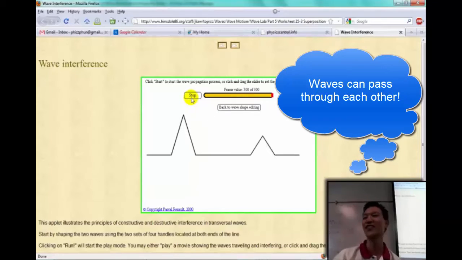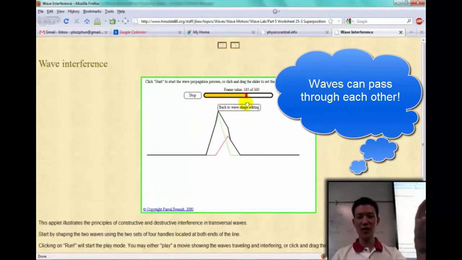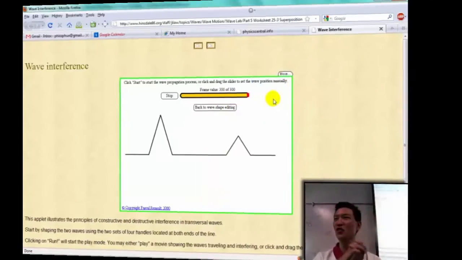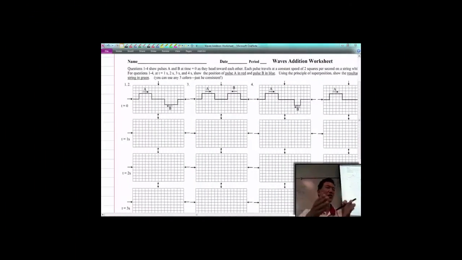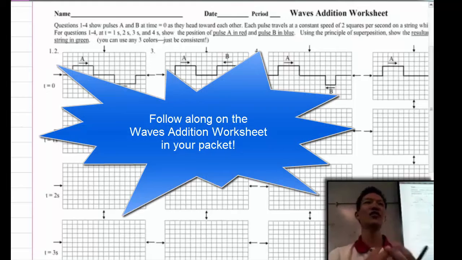Oh, my computer's working hard there. So it's going to pass through. You think about it in real life, it makes sense. When you're talking to your friends during lunch, it's not like you can't hear them and they can't hear you. Your sound waves pass through each other. So on this little worksheet, what we're trying to do is not let the computer animate how the waves work, but we're going to try to understand it ourselves.